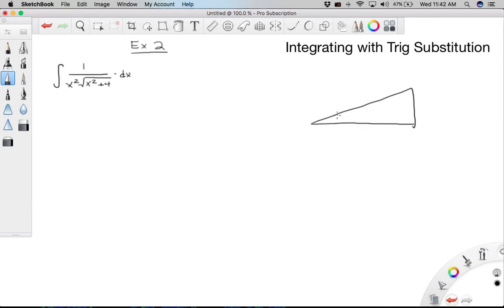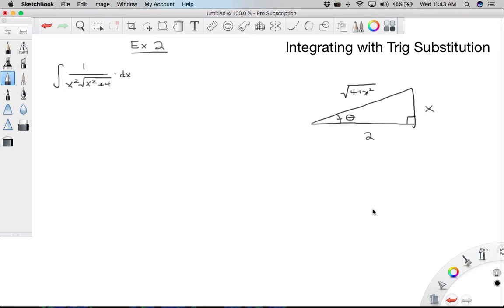So here's my triangle. Here's theta. This time I'm noticing the square root of x squared plus 4. Like last time it was a subtraction, this time it's a plus. So I think what that means for us is that we need to put a 2 here and an x here so that the hypotenuse will be square root of 4 plus x squared. Again, this part is just Pythagorean theorem, right? I filled in the first two, and then I applied Pythagorean theorem to find the missing side.